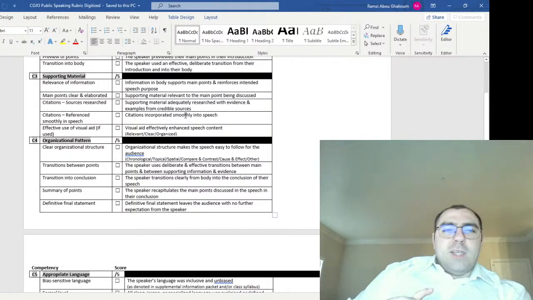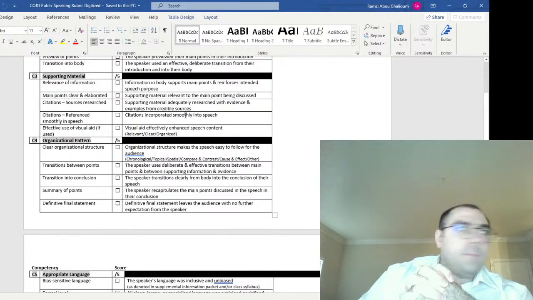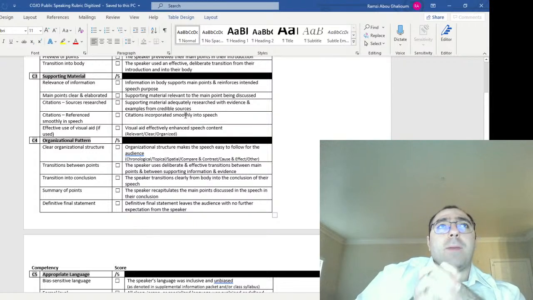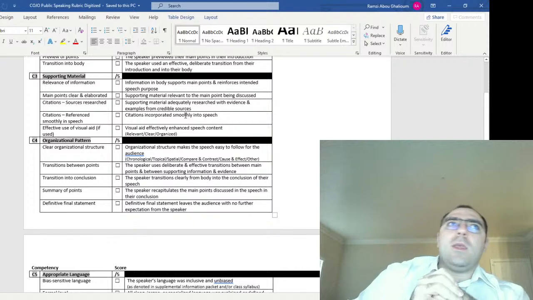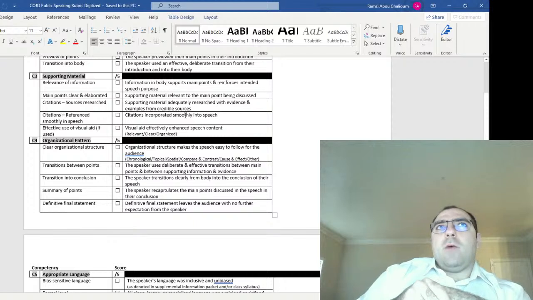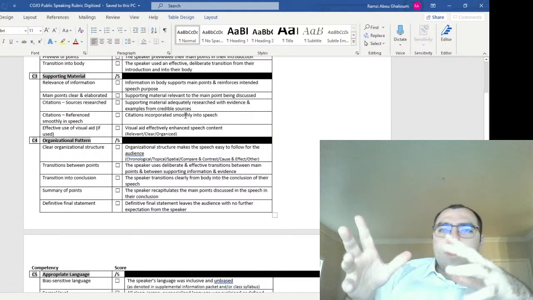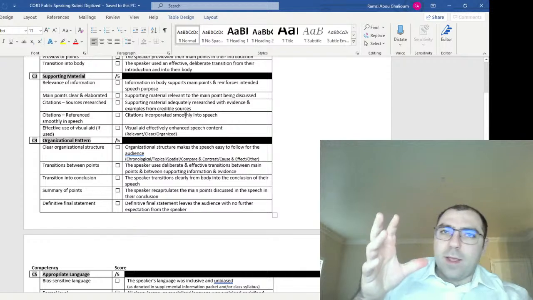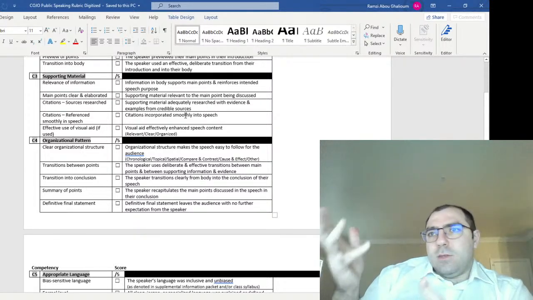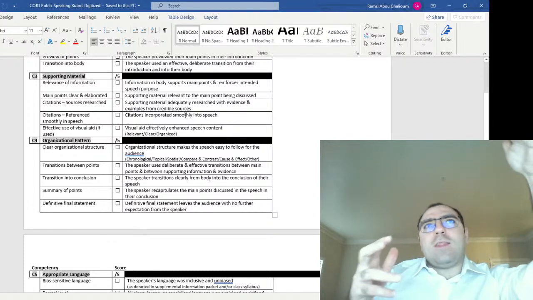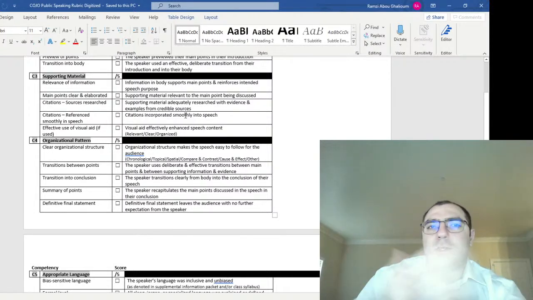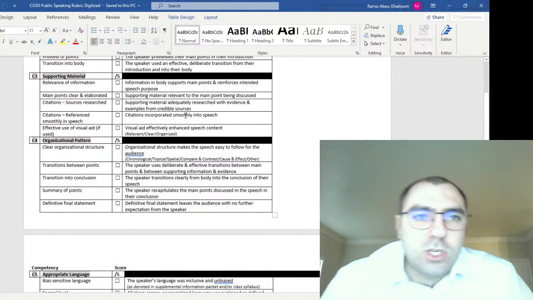Competency 3 is your supporting material. Your supporting material is what is contained within the body of your speech. How is your information relevant to your topic? If you're talking about video games and then you go off topic and start talking about how computers control people's minds, well, that has no bearing. You haven't shown me why that subject is relevant to the overarching thesis, the general topic. How are any of these things related to each other? So you really want to make sure that you have a focused speech.